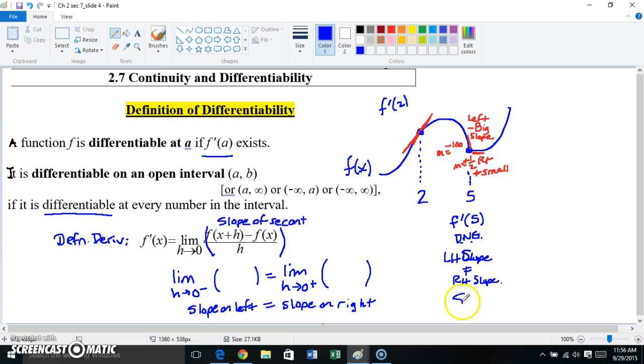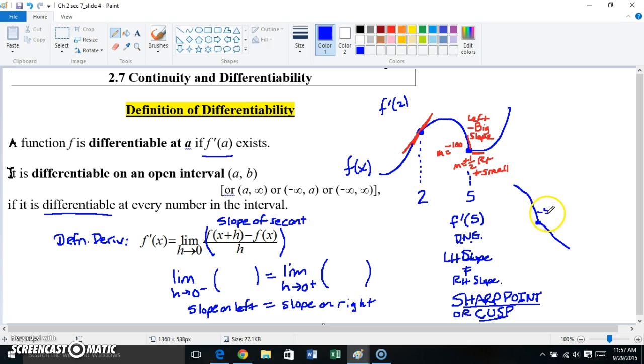We call this a sharp point, and it doesn't matter how sharp or how dull. If the slope on the left is not the same as the slope on the right, it's called a sharp point or a cusp. It could be very subtle, but even that is going to be considered a sharp point.